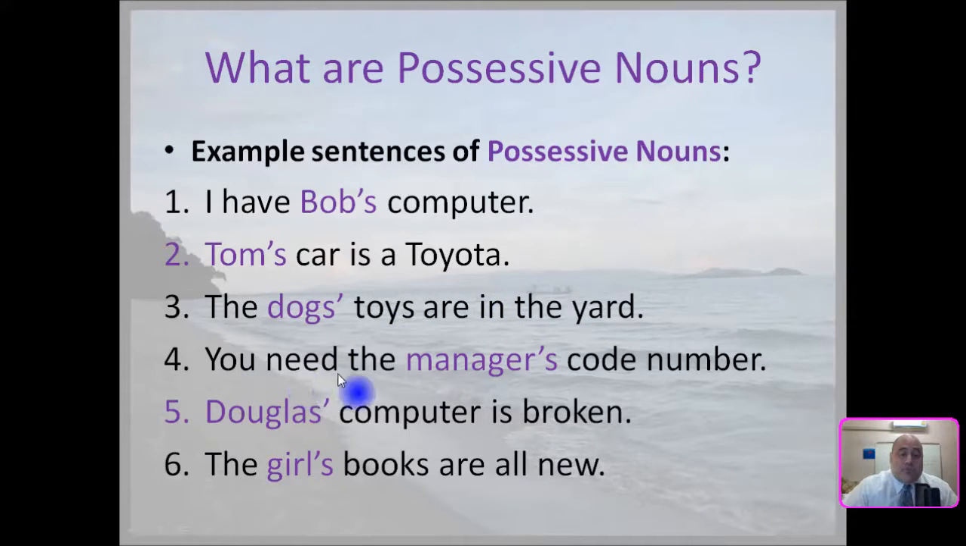Number 4, you need the manager's code number. Possession, the manager has a code, and you need the manager's, apostrophe S, code number. Number 5, Douglas' computer is broken. Apostrophe on the outside because Douglas ends with an S. Douglas' computer is broken. Number 6, the girl's books are all new. Girl, one girl, apostrophe S, the girl's books, maybe she has 10 books, are all new.